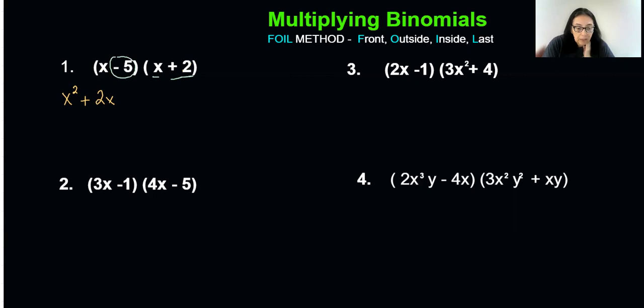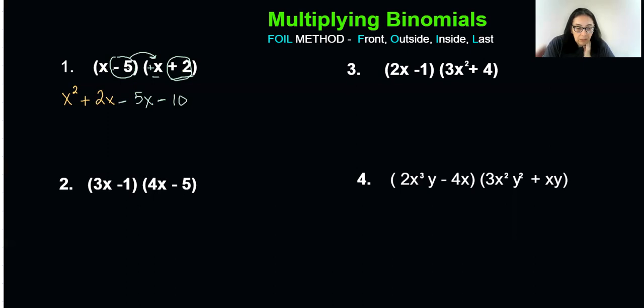So I've got a negative times a positive here. That's a negative. 5 times x is 5x. Now I've got to take this negative 5 times this positive 2. A negative times a positive is a negative. 5 times 2, 10.